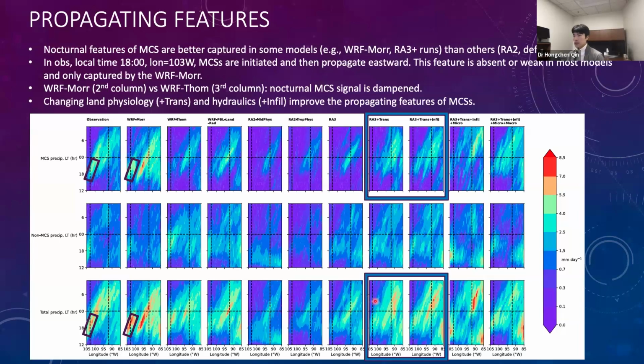If we compare the third and second columns, that's WRF-Thompson versus Morrison, we know that by changing the cloud microphysics to Thompson, the nocturnal MCS signal is dampened significantly. Changing land physiology and hydraulics also improves the propagating features of MCS in those RE3 plus run simulations.